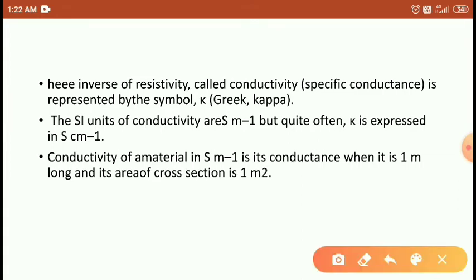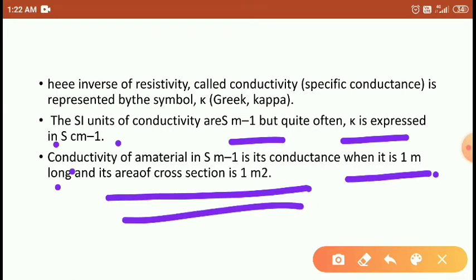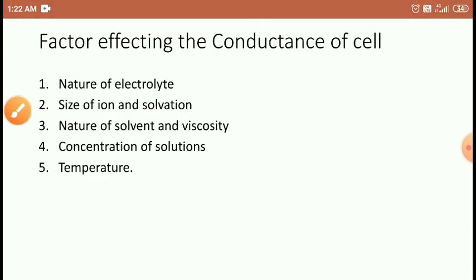So the SI unit of conductivity is Siemens per centimeter or Siemens per meter, both are correct, students, right? The conductivity of a material is the conductance when it conducts the minimum electric current when the conductor is 1 meter long and the area of cross section is 1 meter square. Right students?